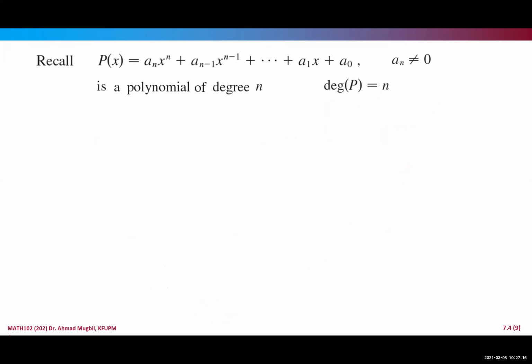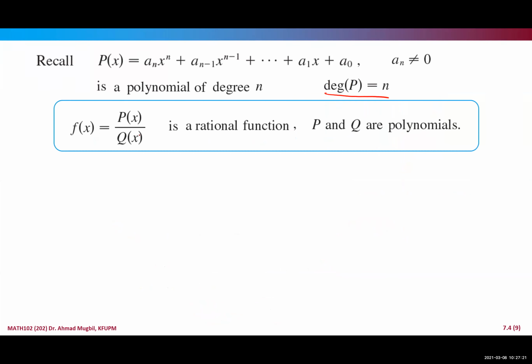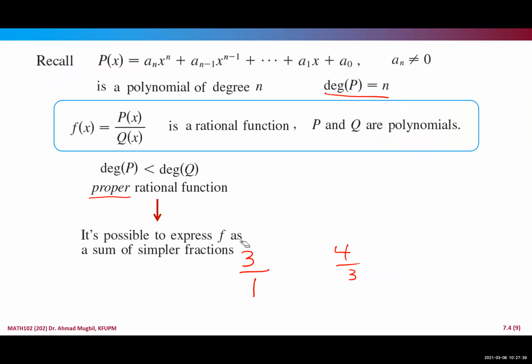In general, if you have a polynomial of degree n, then if you divide a polynomial by a polynomial, you have a rational function. If the degree of the numerator is less than the degree of the denominator, we call it a proper rational function. Like numbers, when you have 3 over 4, this is a proper fraction. When you have 4 over 3, this is an improper fraction. So if you have a proper rational function, then it is possible to express f as a partial fraction, as a sum of simpler fractions.